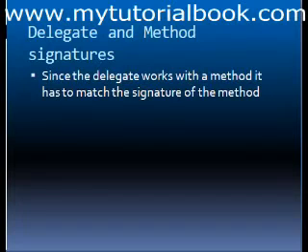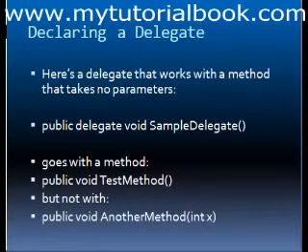As we said earlier, since the delegate works with a method, it has to match the signature of the method. So delegates and methods have to be declared in a way that is compatible. Think of it this way. You can't stick a round peg in a square hole. If I'm working with a round peg, I need a delegate that is round to accommodate that method.